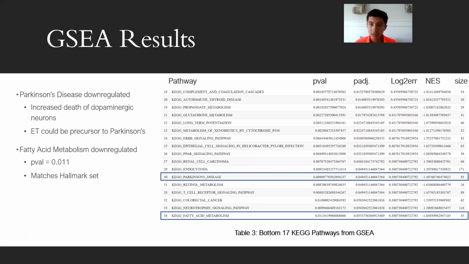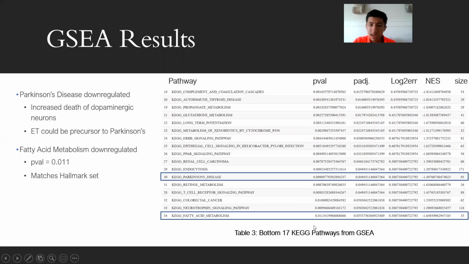I also found that Parkinson's disease was being downregulated in this essential tremor versus control. And this could indicate the increased death of dopaminergic neurons, either in the cerebellum or perhaps even in the substantia nigra, adding to the fact that ET could be a precursor to Parkinson's.